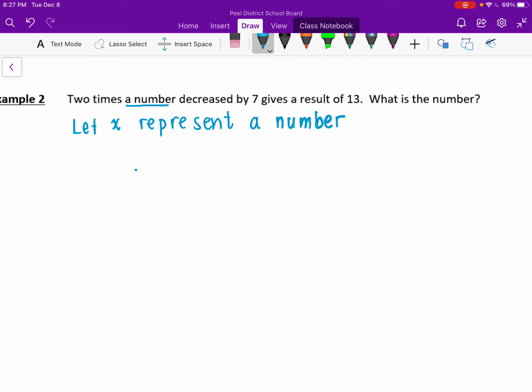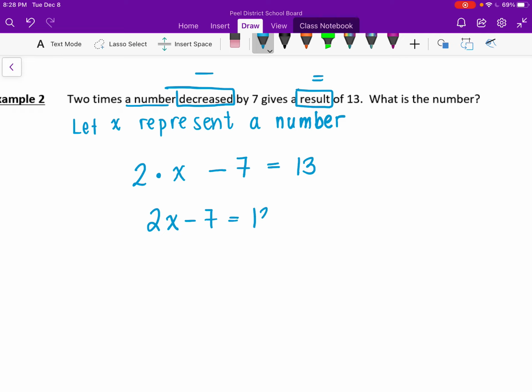So I'm going to say 2 times, so 2 multiplied by a number, which is going to be represented by x, decreased by 7, gives us, so decreased always means we're getting less 7, gives us a result means equal, gives us a result of 13. What is a number? So I'm just going to write this so that it looks a little bit nicer. Equals 13, right?